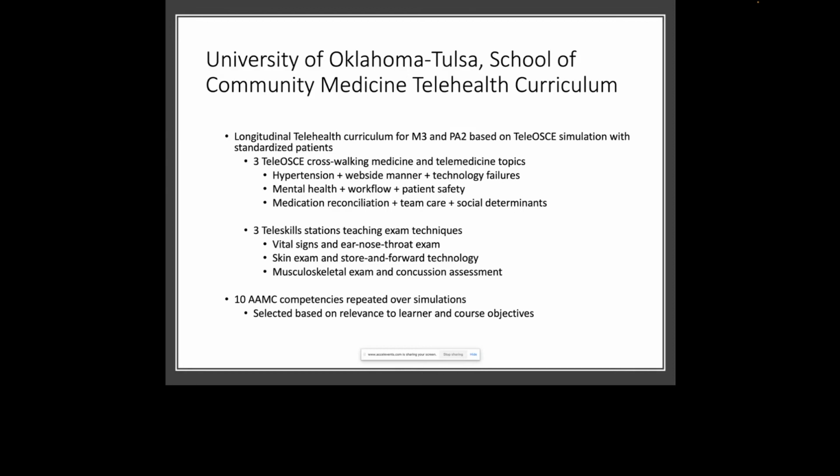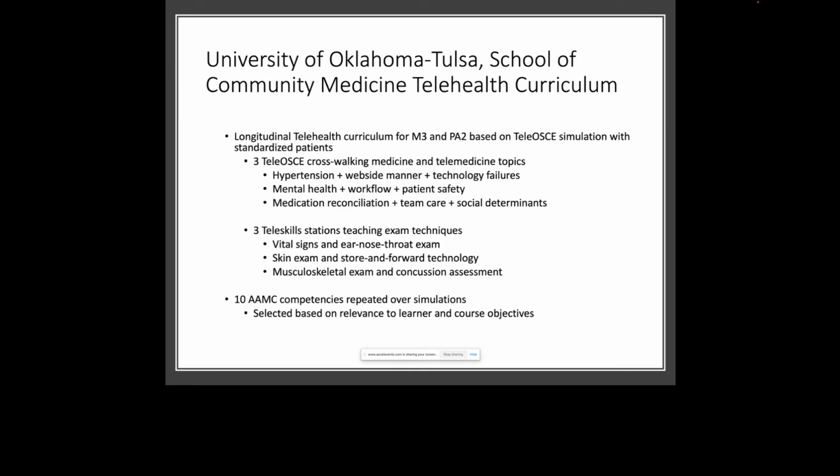So we basically had three teleskills, which are more stripped down cases. They're more straight to the point. And they said, hey, you're going to have to be innovative here, but take vital signs and do an ENT exam. So we give them some things, but the students have to be a little innovative. Like, can you open your mouth and say, ah, and hold it up close to the camera? So this is what we're teaching them.